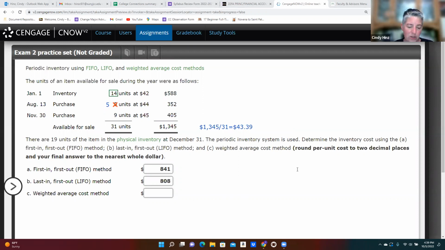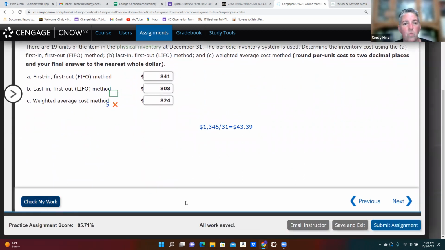And we had 19 units. So 43.39 times 19 is 8. And then we're asked to round the final answer to the nearest whole dollar. So that would be $824.41, rounded off to $824.